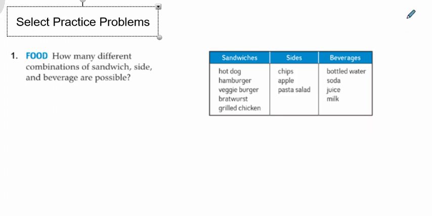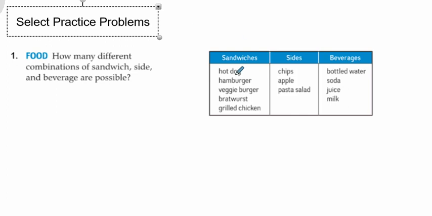Okay, so let's get started here. We're talking about how many different combinations of sandwich, side, and beverages are possible. This is a pretty simple, fundamental counting principle problem.